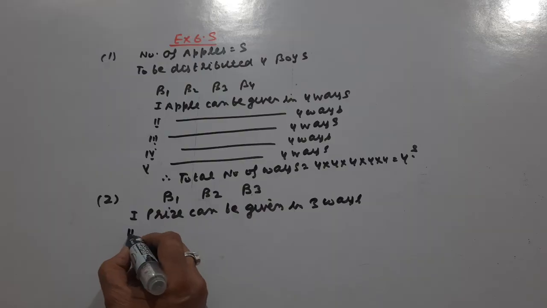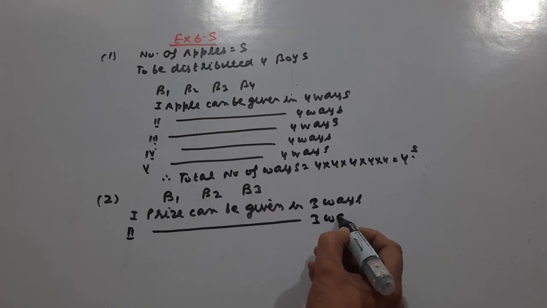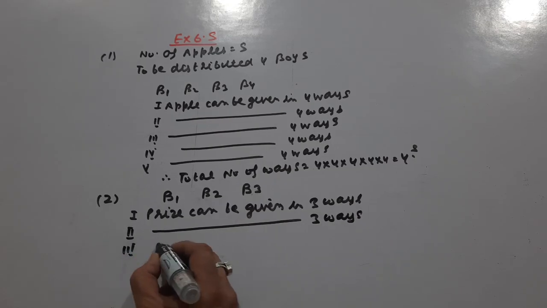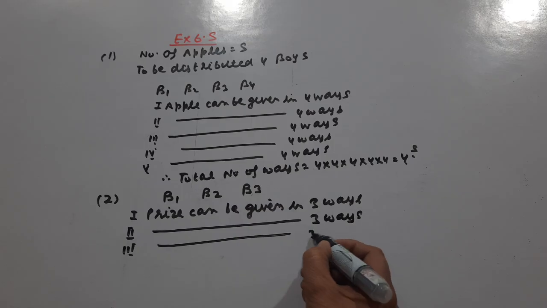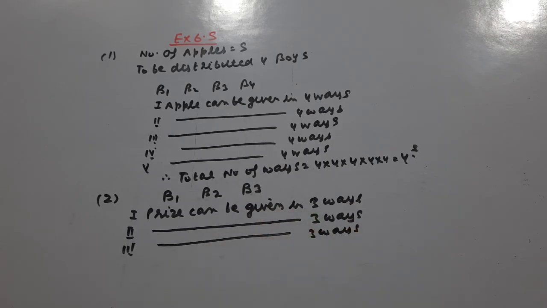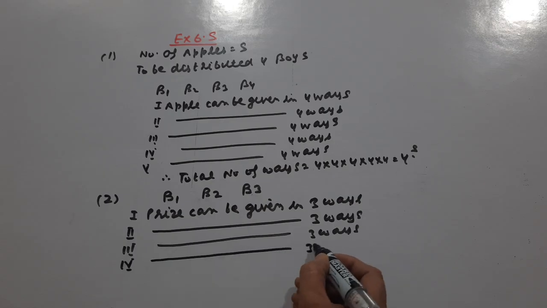Then second prize can be given in 3 ways, and third prize can be given again in 3 ways. Why 3 ways? Because when a boy is eligible for all the prizes. So here repetition is allowed according to this. So fourth prize can be given in 3 ways.